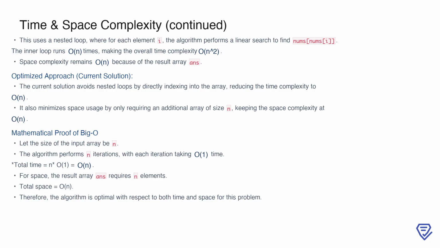To mathematically verify the big O analysis, note that the algorithm performs n iterations, with each iteration taking constant time. This gives a total time of n times O(1), or O(n). Similarly, the space required for the result array of size n confirms a space complexity of O(n). This makes the solution optimal for both time and space efficiency in this problem.